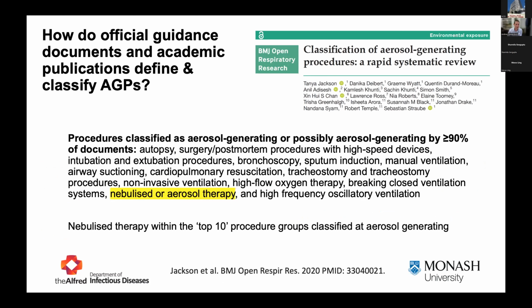This, I think, was an interesting study which looked at official guidance and academic publications and how they define and classify aerosol generating procedures. And I think the overall gist of this paper was that there is quite a lot of diversity and heterogeneity in the way that aerosol generating procedures are defined in various documents, and also the specific procedures that are listed. But it did, however, just with regard to this particular example, state that nebulized therapy was in the top 10 of procedure groups classified as aerosol generating when this review was done in 2020.